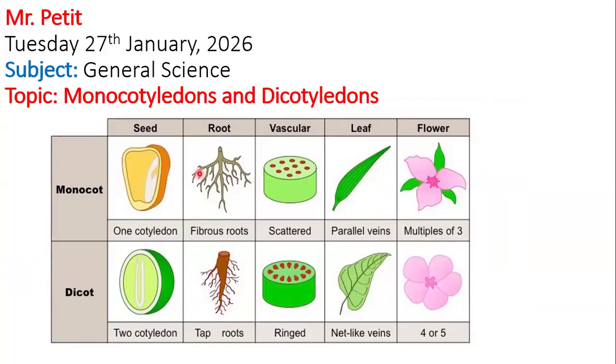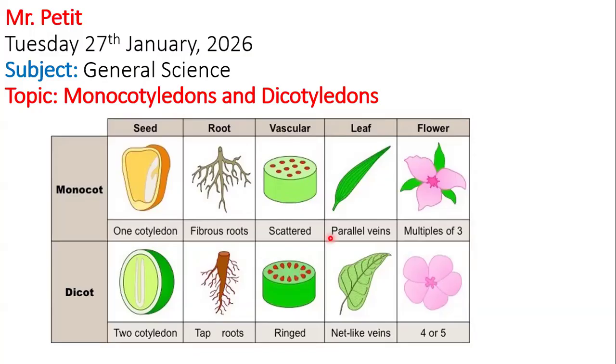So the next difference between them is the roots. What sort of root orientation does the monocot have? Fibrous. Fibrous roots, very good. And what sort of orientation does the dicot have? Top root. Top roots, very good. Now, next we have the vascular bundles. This is really inside the stem. The vascular bundles for the monocots are going to be scattered, but for dicots they're going to be ringed. It has like a ring pattern.